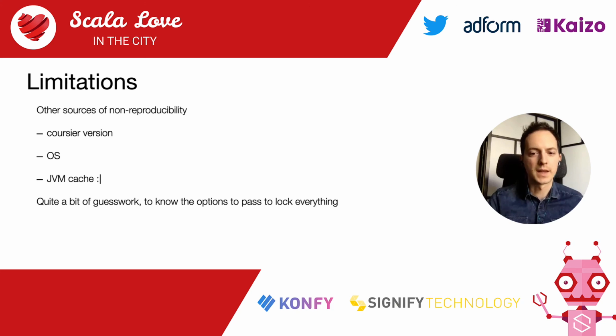And also, I can't explain that in detail here, but the JVM cache of Coursier can introduce some non-determinism. Depending on the state of the Coursier cache, the JVM-related features may behave differently. This could be addressed, but right now, this is a possible source of non-determinism. Okay, and so overall, this still required quite a bit of guesswork to work. You had to go from the URLs to the right options for the CLI, and it's usually not very accessible to people that are not familiar with the internals of Coursier.